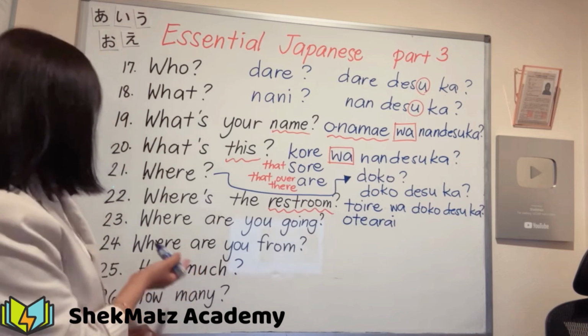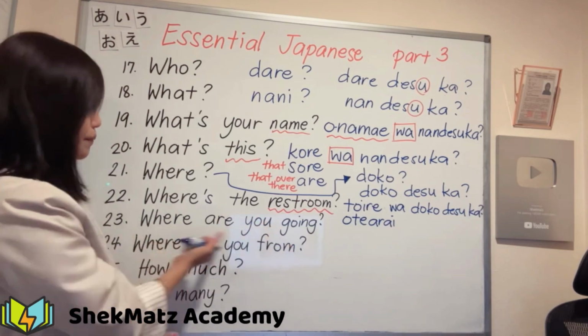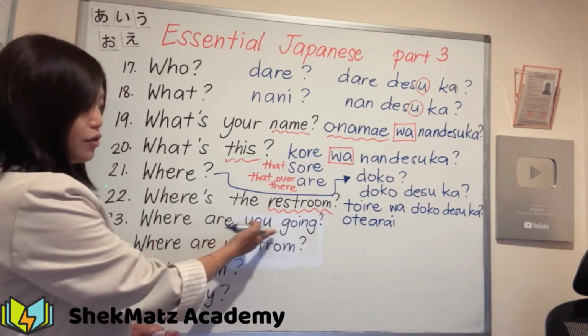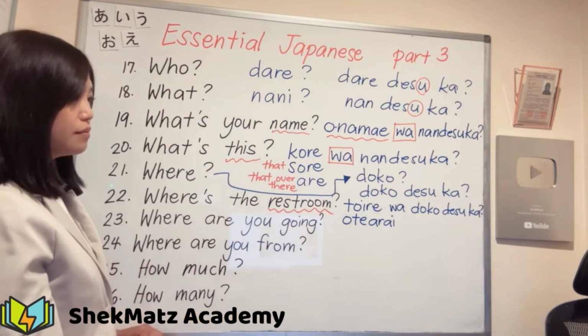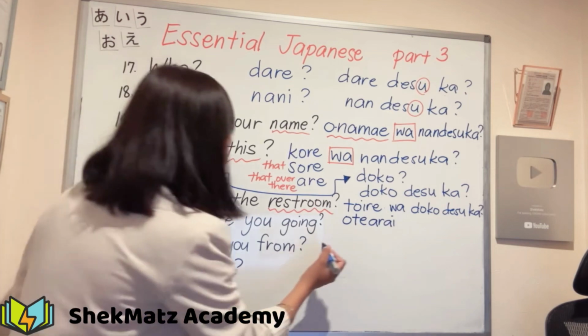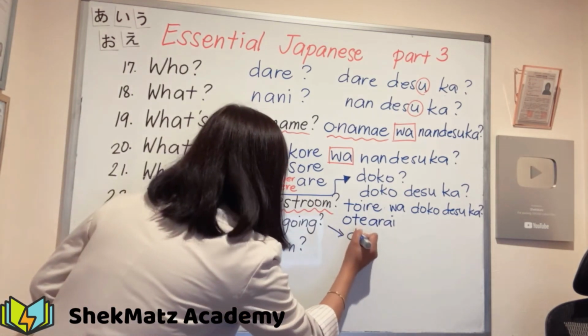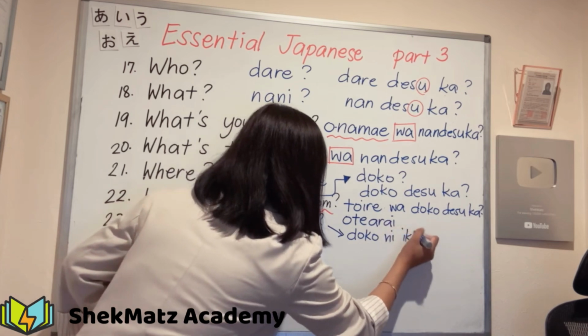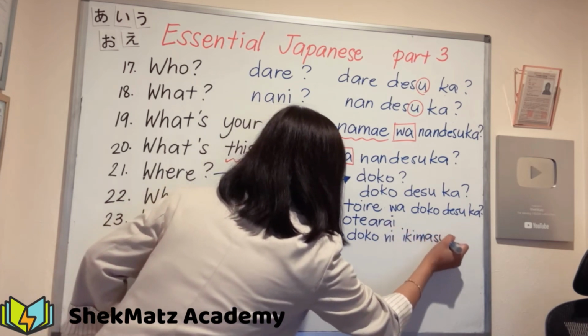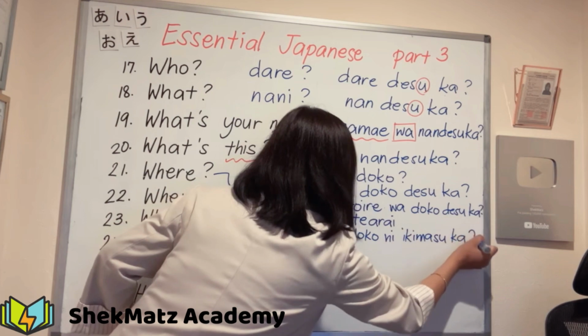Number 23. Where are you going? So you're asking the person, right? Where are you going? どこに行きますか？ In Japanese, that will be どこに行きますか？ Doko ni ikimasu ka?